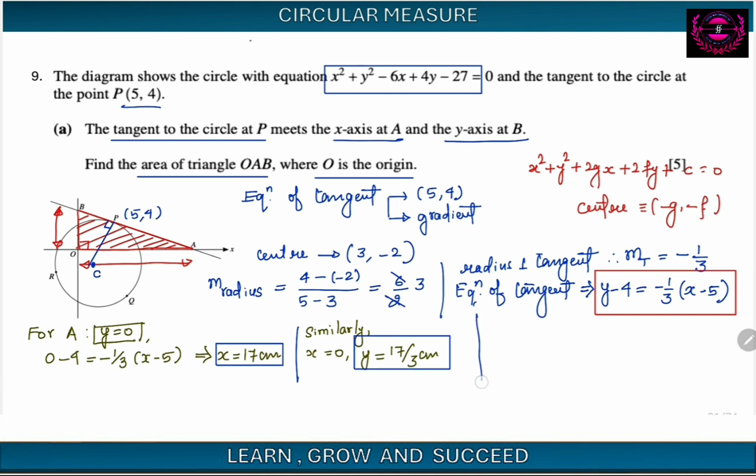Now the area of the triangle is half into base into height, which is half into base 17 into 17 by 3 centimeter square, which is equivalent to 289 divided by 6, which is our final answer.